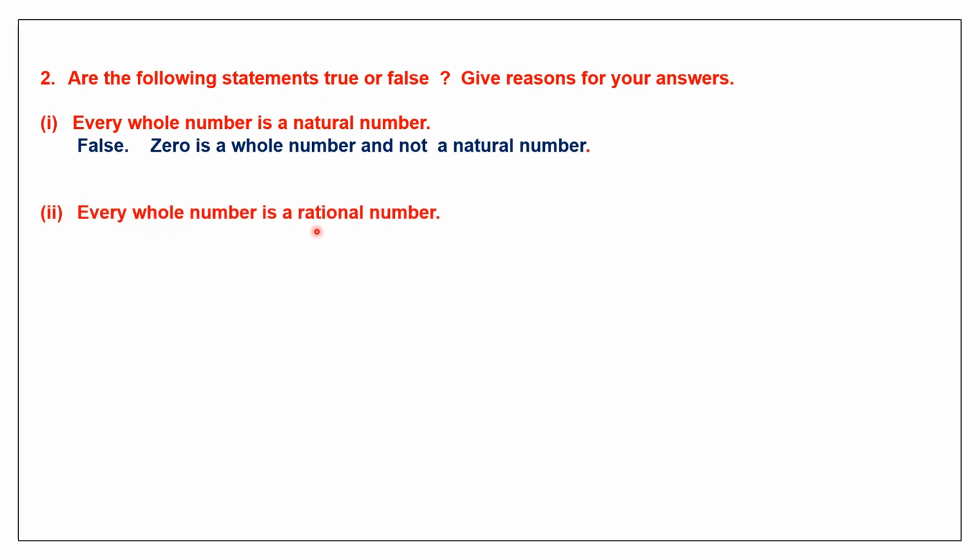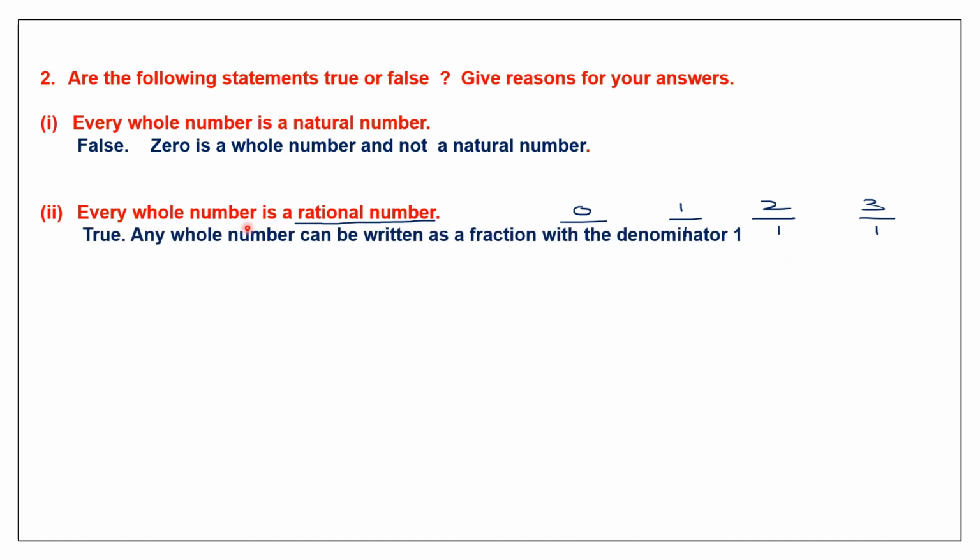Question 2. Every whole number is a rational number. Now this statement is true. Every whole number. Now let's take even 0, starting from 0, 1, 2, 3, all these are whole numbers. And what is a rational number? Any number that can be written in the form of a fraction. So I can write this as a fraction. I can write this also as a fraction. All these can be written as a fraction with denominator 1. So what is a rational number? Any number that can be written as a fraction and the denominator is not 0. So here you can see every whole number is a rational number, because we've given it the denominator 1. So this statement is true. Any whole number can be written as a fraction with the denominator 1.